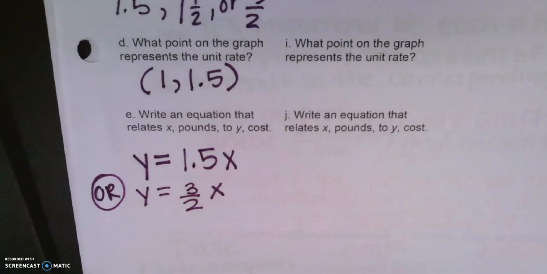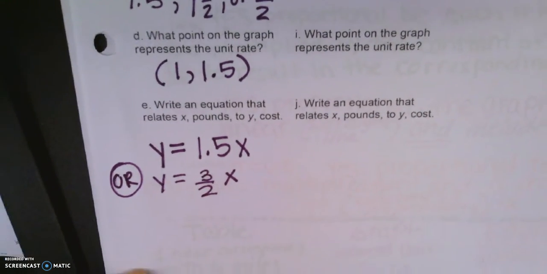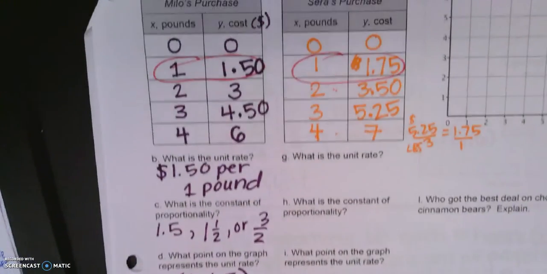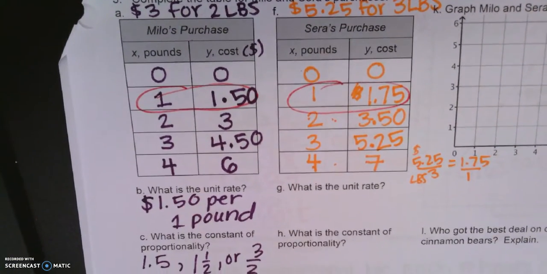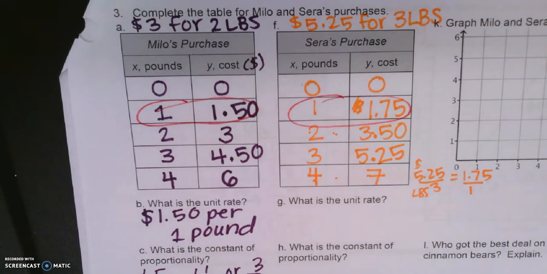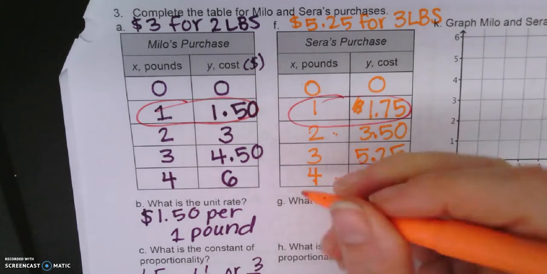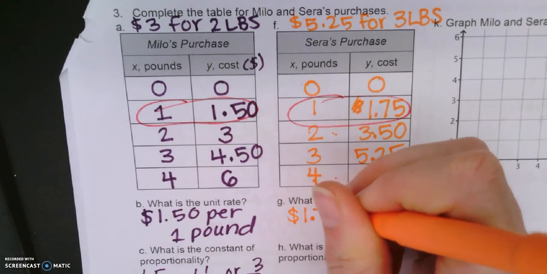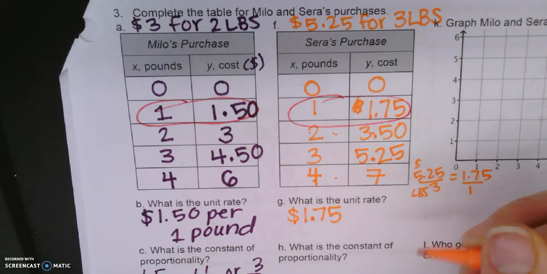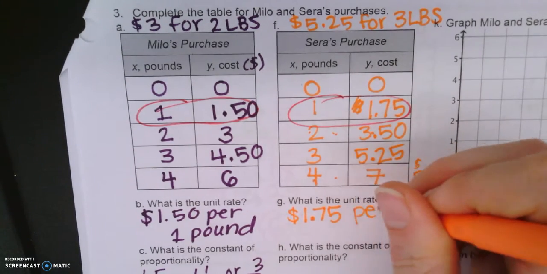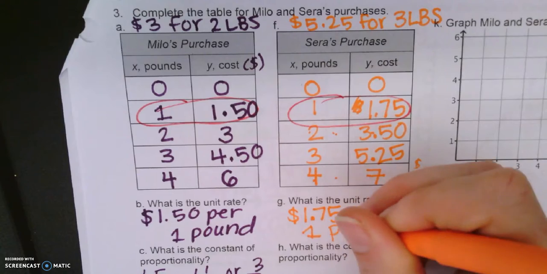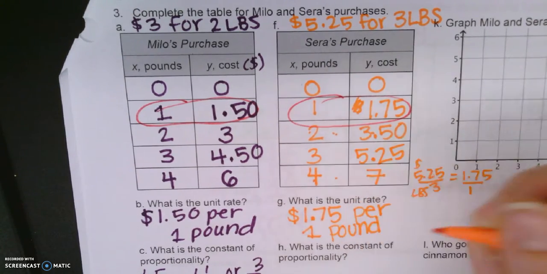So let's concentrate now on Sierra and see if her relationship has a more expensive unit rate or not. So taking a look at Sierra's, what's her unit rate? How much is she getting charged per pound? Well, there's her unit rate right there. So she's getting charged $1.75. Don't forget your units and your unit rate per 1 pound of these delicious chocolate cinnamon bears.